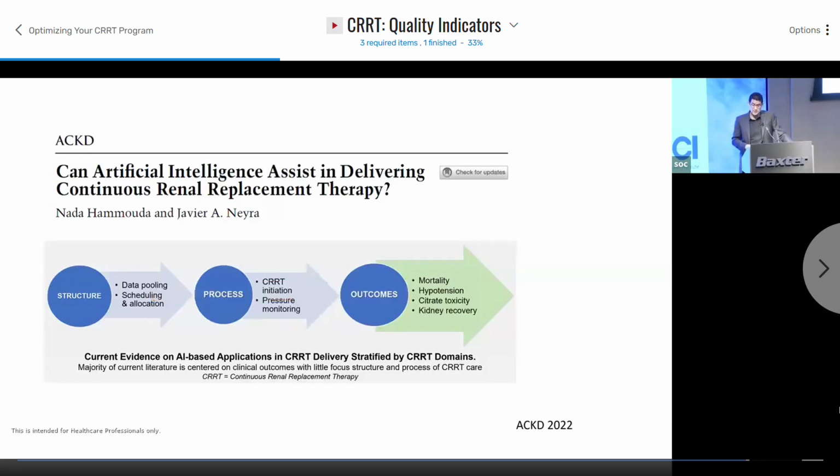A lot of these studies are using AI for data pooling and scheduling allocation of resources. Others are using it for determination of CRRT initiation and pressure monitoring, and others for prediction of outcomes, particularly mortality, hypotension during CRRT, citrate toxicity, and kidney recovery. So this is how AI is being used currently for CRRT. And as I said, this was published a couple of years ago, so the literature is much more dynamic right now.